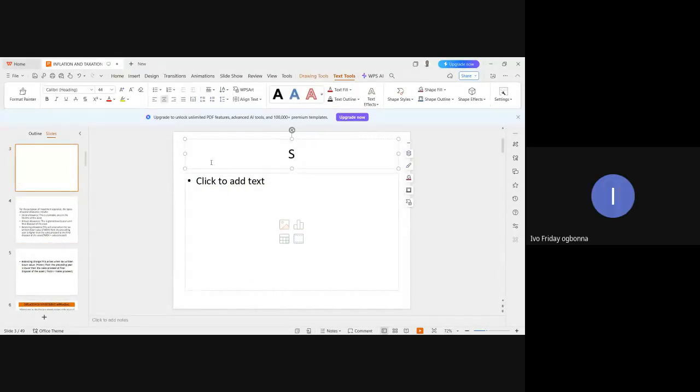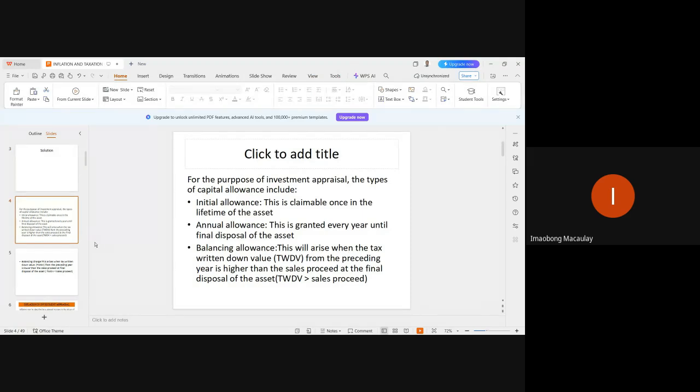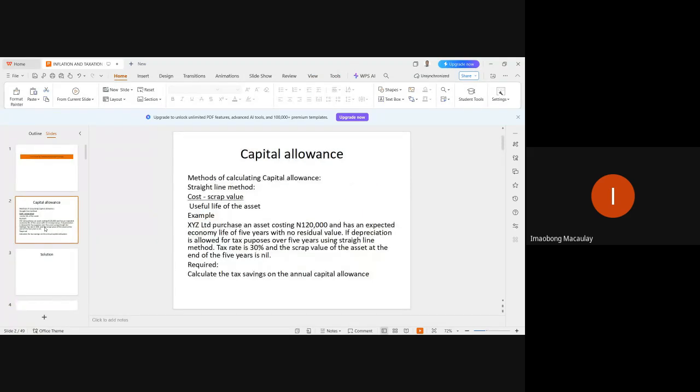The solution. Hello, good evening, sir. Good evening, ma'am. We are copying the example, please. Please, sir, I joined late. I'm sorry for that. I only met you when you were talking about the balancing charge. Maybe you can just scroll up again, so that we understand the way you are going to do it, please, sir.